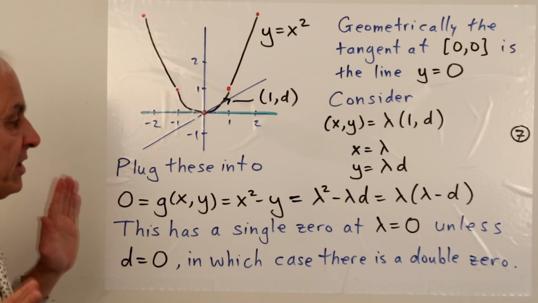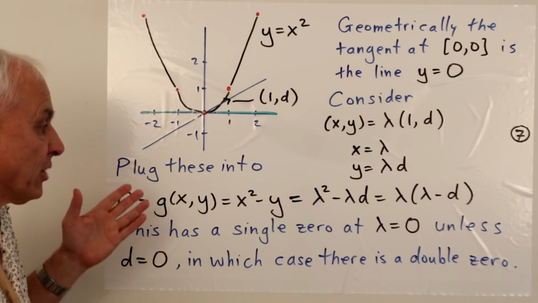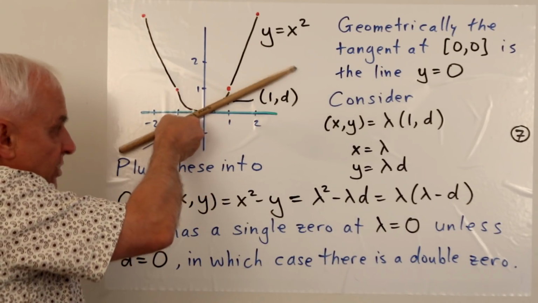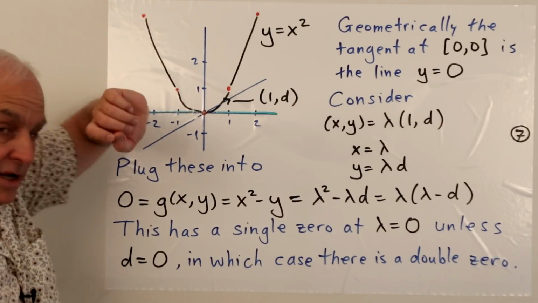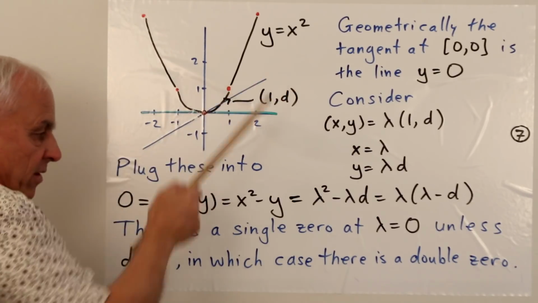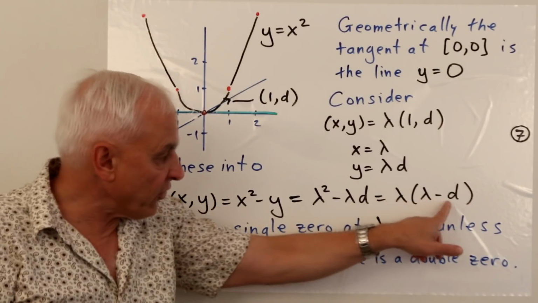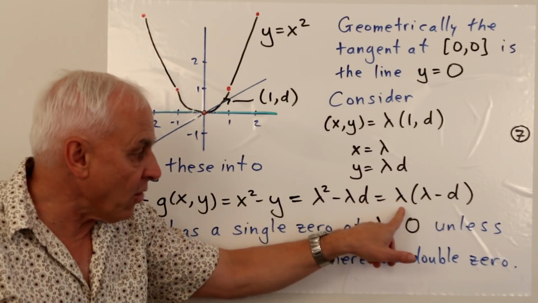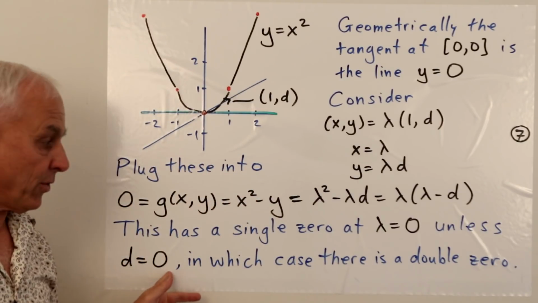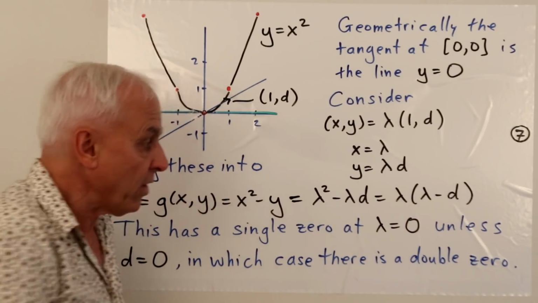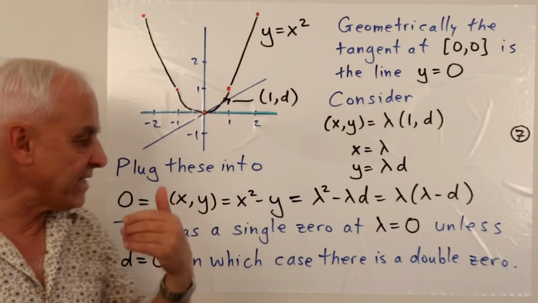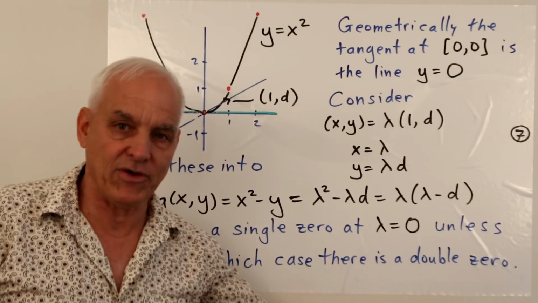So under what conditions can we solve this? Well, we can always solve. There's always a solution, lambda equals 0. And that's sort of obvious because the line that we're choosing passes through the origin. We know that origin is a point on the curve. So typically this has a single 0 at lambda equals 0, unless d equals 0. Okay? If d happens to equal 0, then this expression is lambda squared, not lambda. And that's telling us that in this case there is a double 0.